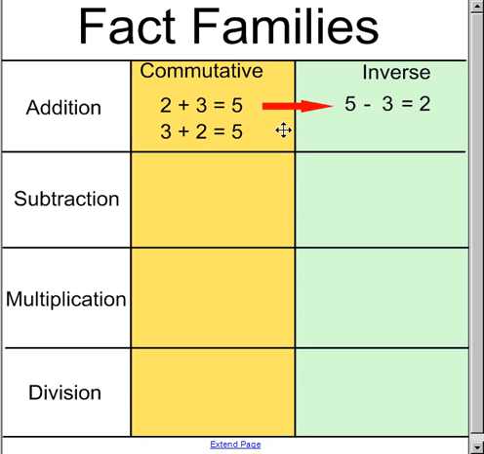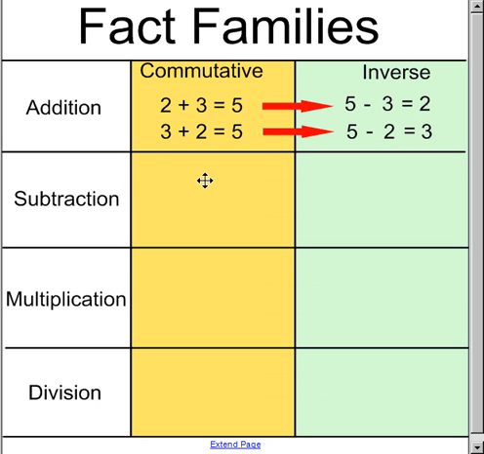Now let's look at 3 plus 2 equals 5. I want to go ahead and write in the numbers first, just in reverse order: 5, 2, 3. And because I'm looking at addition, that means I'm going to subtract for the inverse.